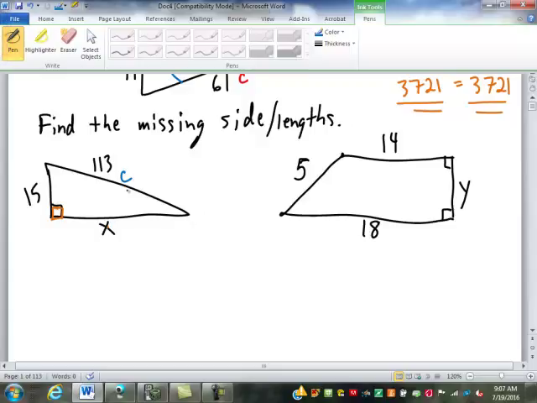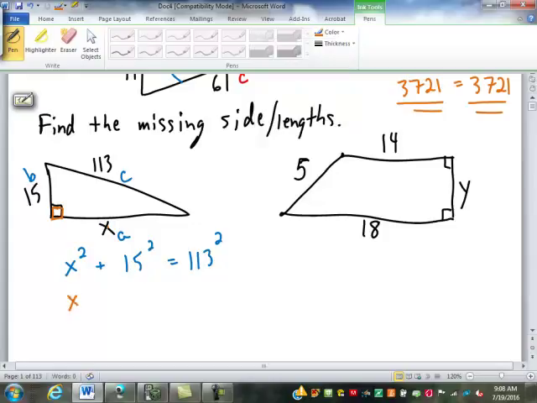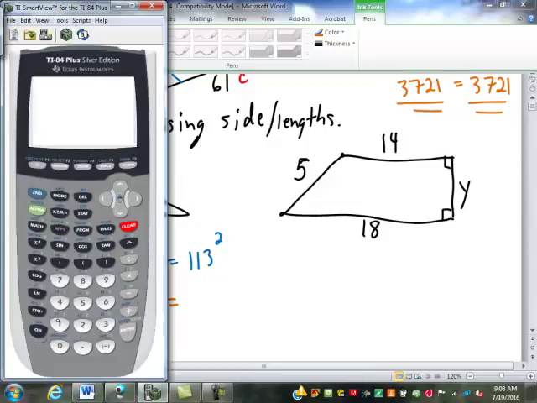Usually it's easier for me if I make the leg I'm looking for side A, and the one that I have, side B. So again, A squared plus B squared equals C squared. So it'll be X squared plus 15 squared equals 113 squared. Now X squared is just X squared. 15 squared is 225. 113 squared, I gotta punch that one in, 12,769.